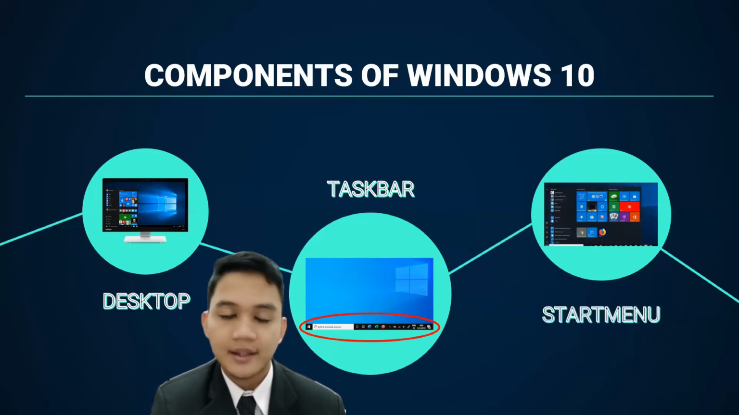By clicking start menu in the bottom left corner of the screen, it will display a new menu where you can access your applications, lifestyle, user account, settings, and the last is power option.